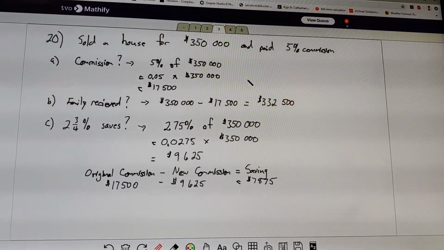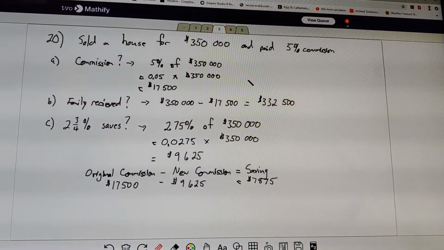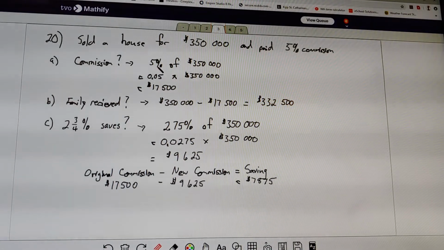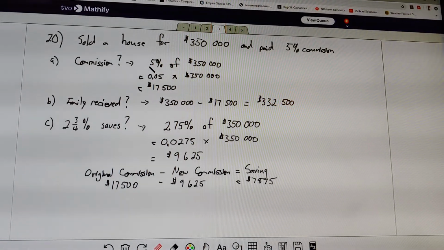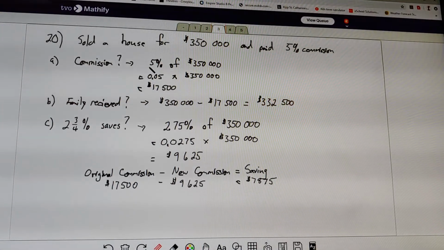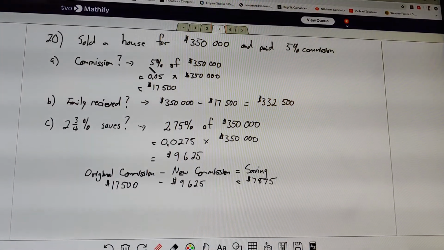Hopefully that one's good. Off to number 20. A family sold a home for $350,000 and paid 5% commission. First they want to know how much was the commission. Commission is how much usually a salesman makes. Car salesmen, some people in electronic stores, definitely real estate, they make a certain percentage of the cost of whatever they sell. So in this case, the real estate agent is making 5%.